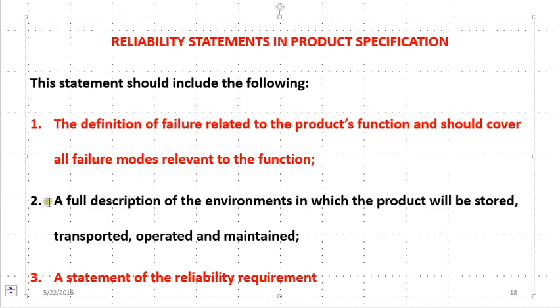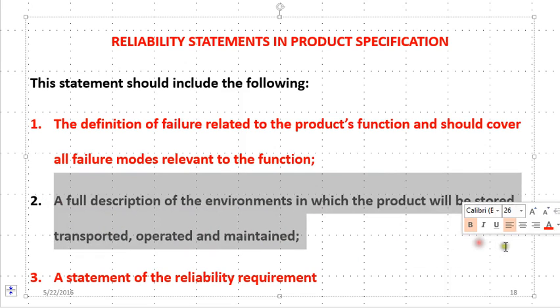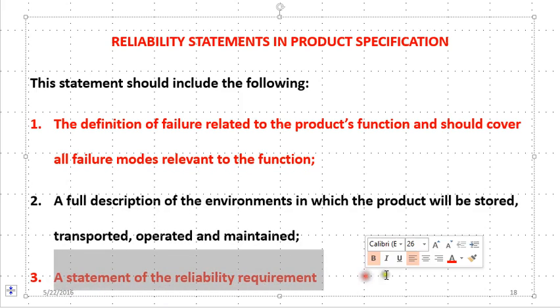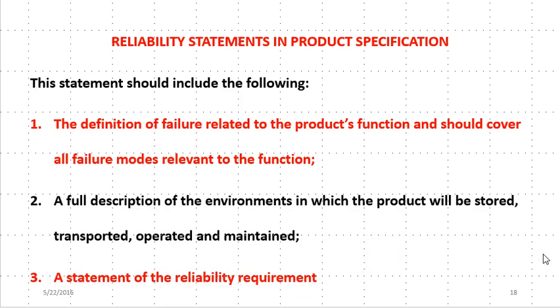Another item, which is number 2, is a full description of the environment in which that product should be stored, in which that product should be transported, in which it should be operated and maintained, so that it will be stored properly, transported properly, operated properly, and maintained properly for it to have higher reliability. Finally, there is need of giving a statement of the reliability requirement. That is, what the user needs to do in order to enhance the reliability of the system.